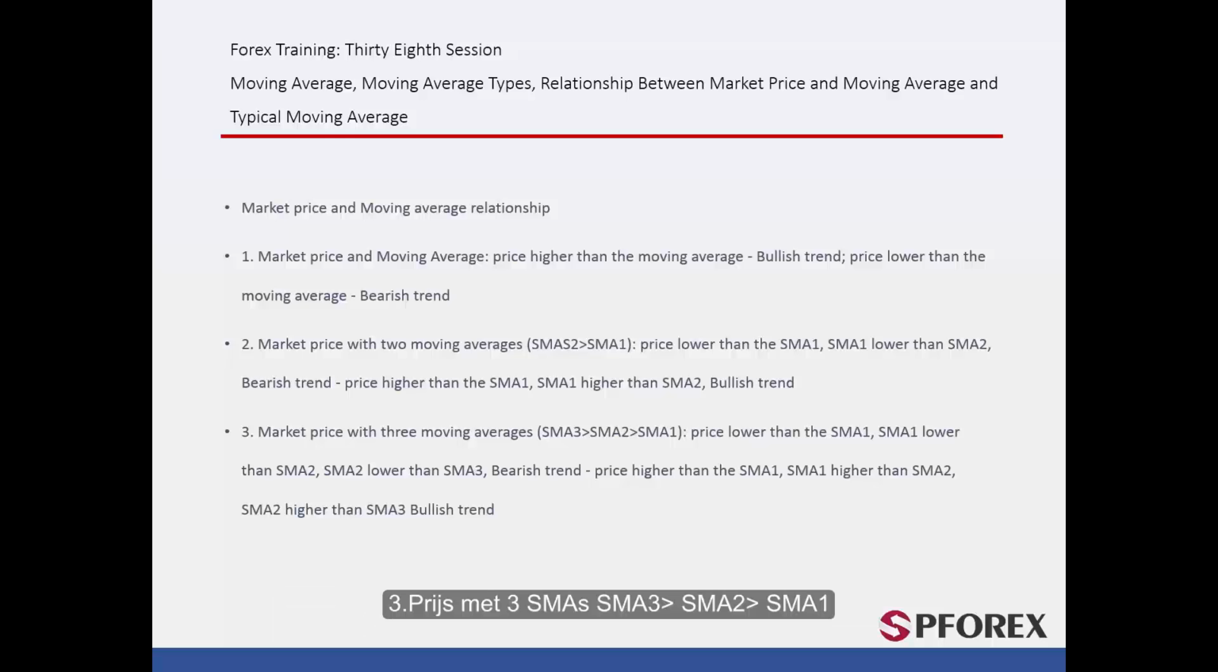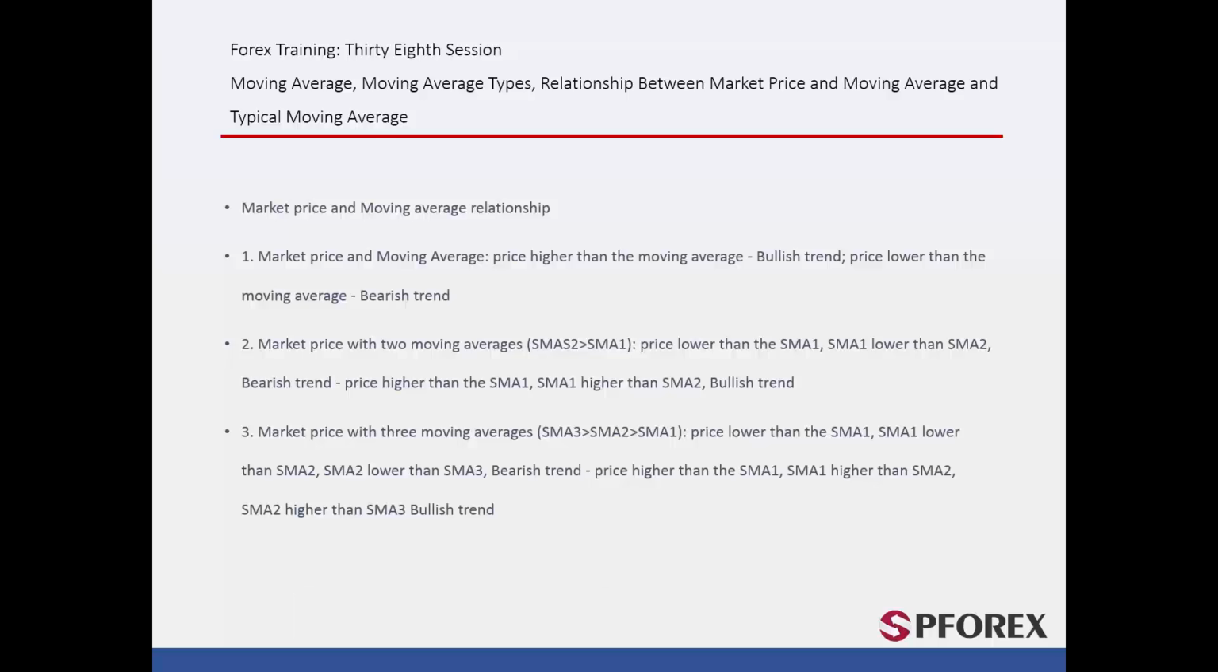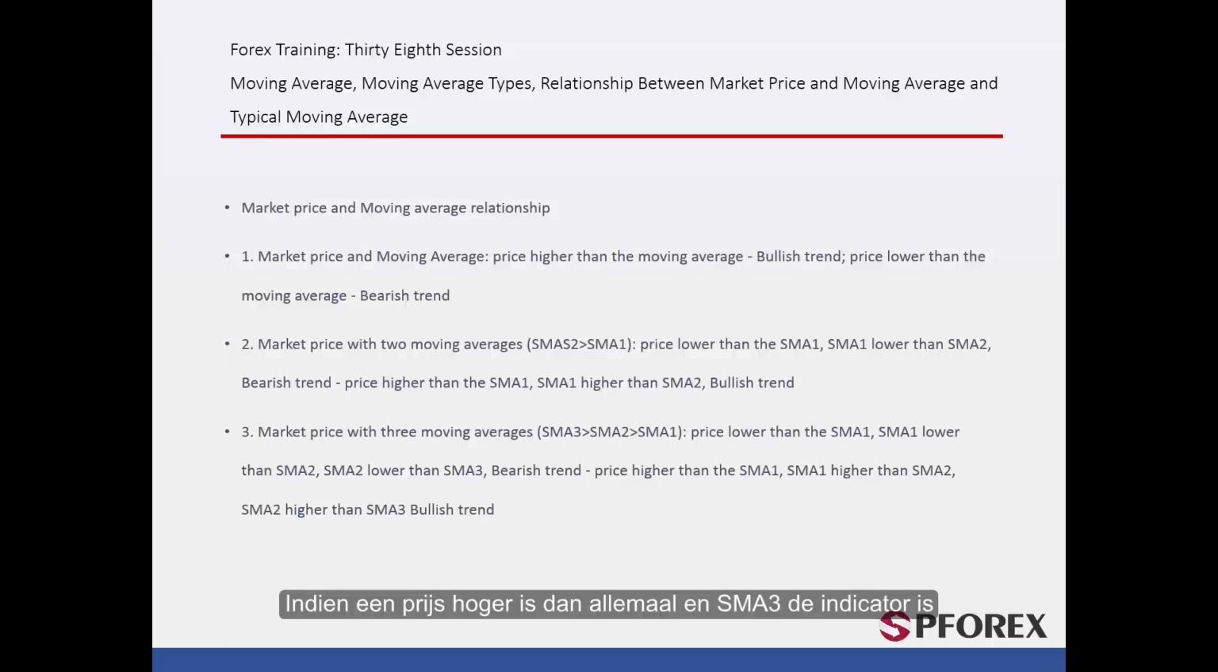3. Price with three SMAs. SMA3 is greater than SMA2, which is greater than SMA1. If a price is under SMA1, while SMA3 is the highest one, and SMA2 is over SMA1, then the trend would proceed downward. If a price is higher than all of them, and SMA3 is the lowest indicator, while SMA1 is above SMA2, then an uptrend would be more presumptive.